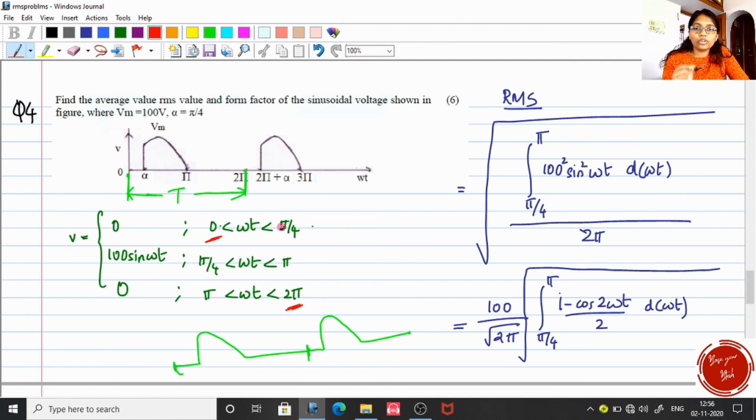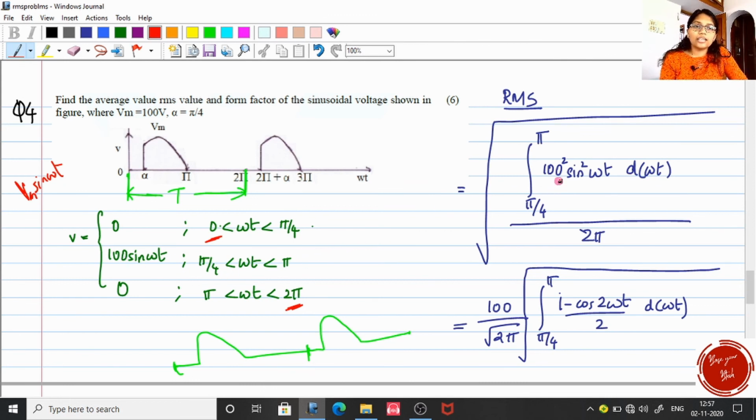So from 0 to alpha, which is pi by 4, and pi to 2 pi there is no function, so it is simply written as 0, and we have the function only between pi by 4 to pi. There you have to write the equation for a sine wave, that is Vm sine omega t. The Vm value is 100, so 100 sine omega t, which lies between pi by 4 to pi. Now let's square it first, take the mean, and put it under the square root.